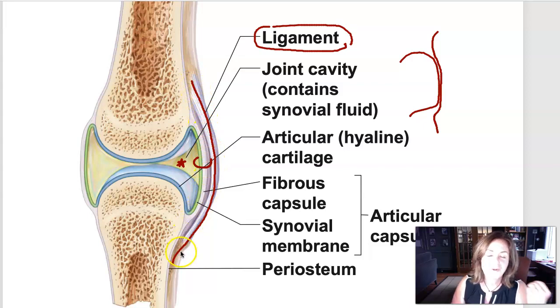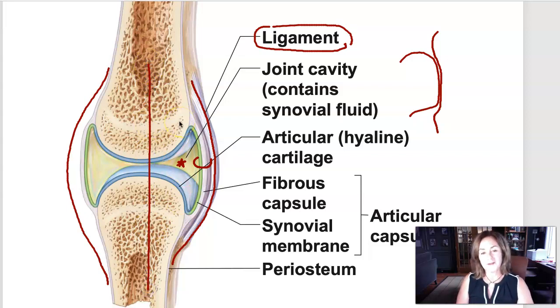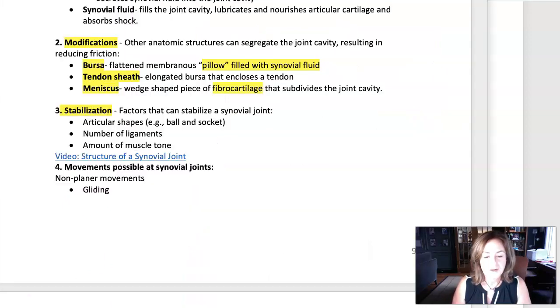So you can imagine if we were making a science fair model, maybe that one would strengthen it a little bit, but maybe if I had another one that went over the joint, that would be even better. And maybe if I added another one that's even better, and so on. And so really the stability has to do with the number of ligaments. The more ligaments we have reinforcing an area, obviously the more stability it has. So I'm going to go back to the notes.